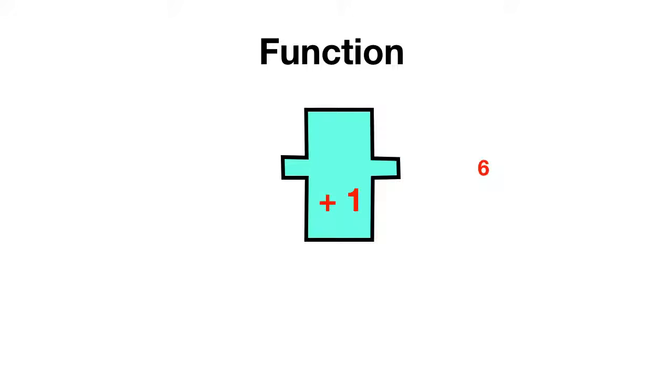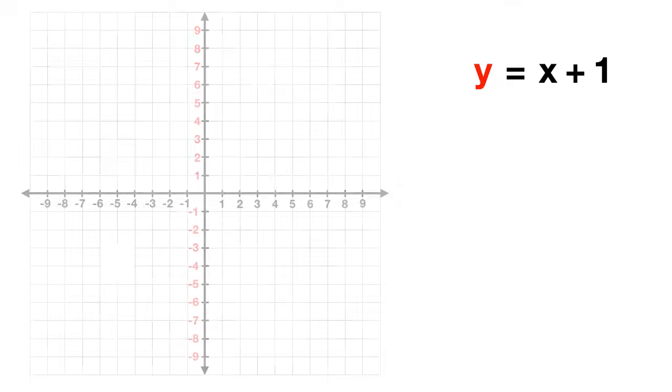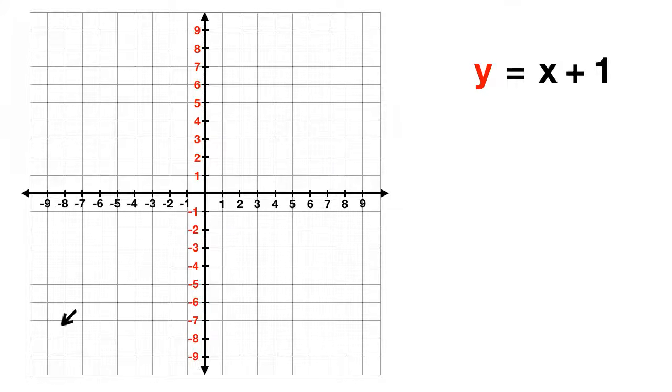Now often we use the letter x to show the inputs and the letter y to show the outputs. This allows us to write functions down. For this function, we could write the output y is equal to the input x plus 1. But today we're going to learn that you can show functions on a coordinate plane. You show functions as a line.